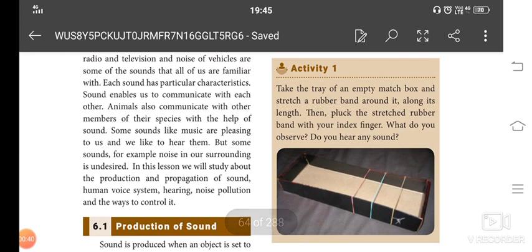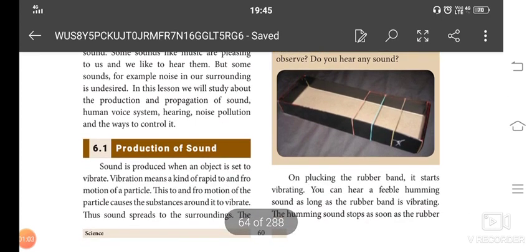Here we have one activity. Take an empty tray or a matchbox, stretch a rubber band around it along the length, then pluck the stretched rubber band. When the rubber band is stretched, what is happening? It is vibrating. Obviously, it hits the surface of the matchbox and then it is propagating. Propagation is nothing but it is producing a sound.